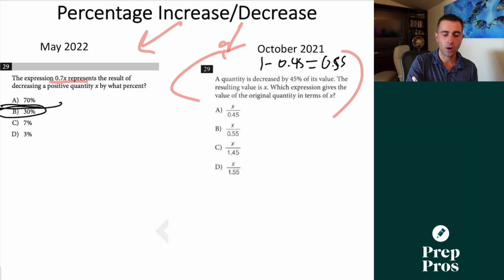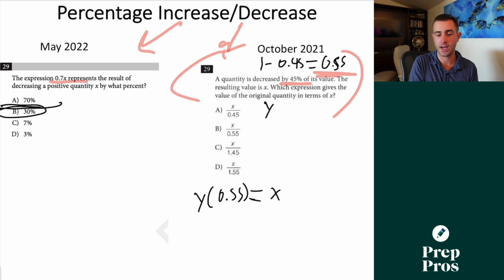Well, let's say our original quantity is going to be represented by the variable y. Well, what we could say then is y times 0.55 is going to equal x. We're saying we're decreasing by 45%, so we'd be multiplying by that 0.55 that we found here. And now, if we're looking for which expression gives the value of the original quantity in terms of x, now we just need to isolate for y.